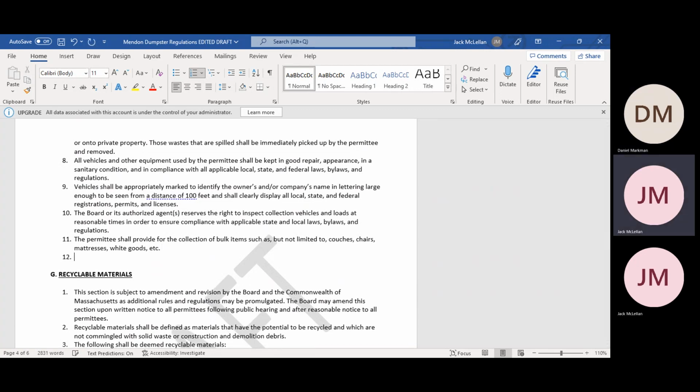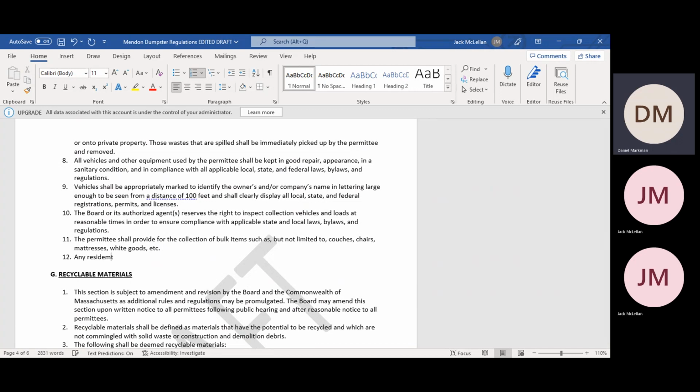So any residential dumpster, sorry, let me amend that slightly. So the text would be: a dumpster within a residential zone cannot remain on site for a period greater than 90 days without prior approval from the board. Good, yeah. So that not only sets the ideal limit, but it does also give you the authority to override that if an extenuating circumstance occurs.